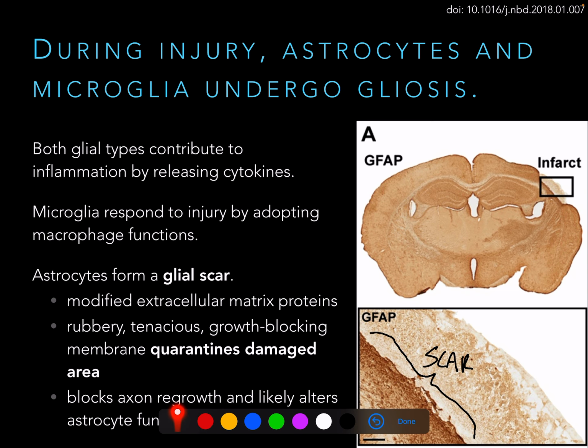So the glial scar is kind of a good thing in that it protects healthy tissue from being damaged by pathological tissue. But the problem is that it also blocks the regrowth of axons. So recovery in the central nervous system is limited following damage. And it might actually contribute to the problem by altering astrocyte function.